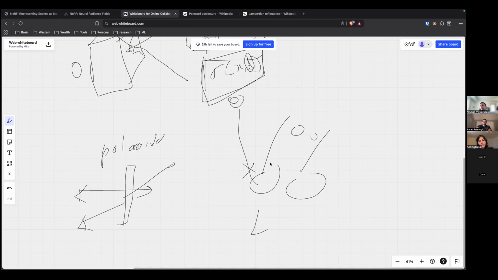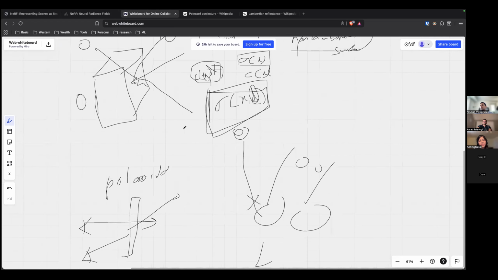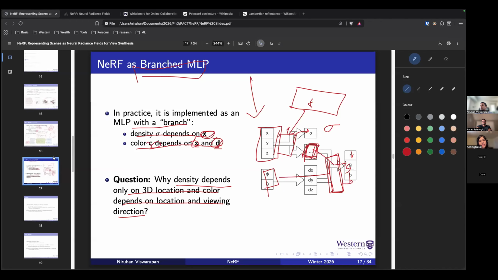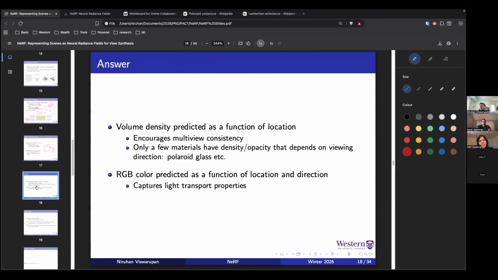So in real life there are scenarios where this density is also a function of direction d, but those are very rare. The authors have ignored this because it is very rare. Most scenarios in life can be captured like this, and I think for training purposes, for ease of representation, they have gone with this. So volume density predicted as a function of location encourages multi-view consistency.